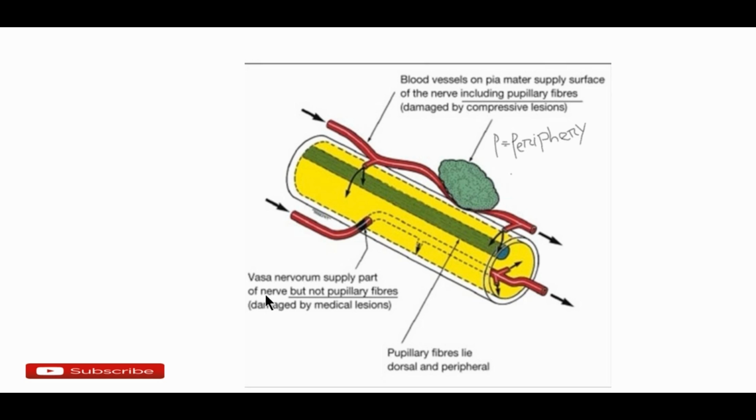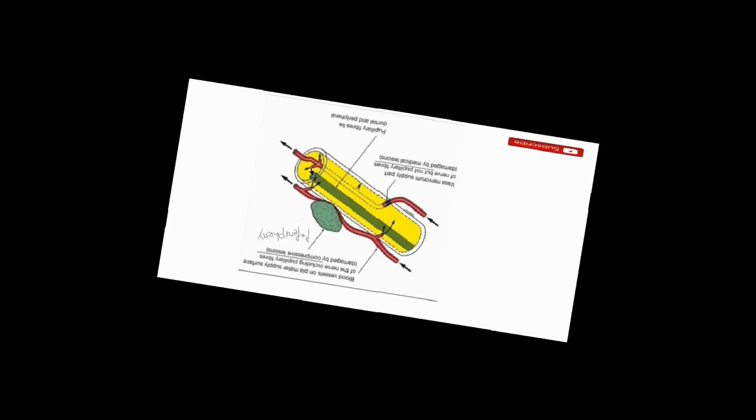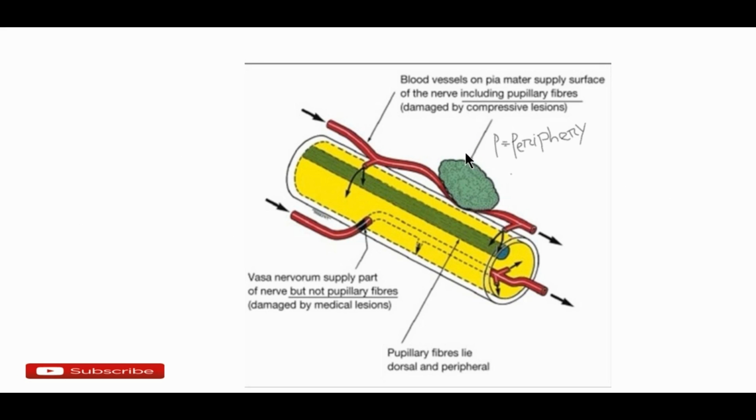So any condition involving the vasa nervorum, such as hypertension or diabetes mellitus, will cause damage to the motor fibers of the oculomotor nerve. So there will be involvement of the extraocular muscles, where the parasympathetic fibers will be spared. But if there is any compression, which easily involves the pial vessels, it will damage the parasympathetic nerve and the pupil will be involved. And if the compression is more, then it will also involve the motor fibers and there will be complete third nerve palsy.